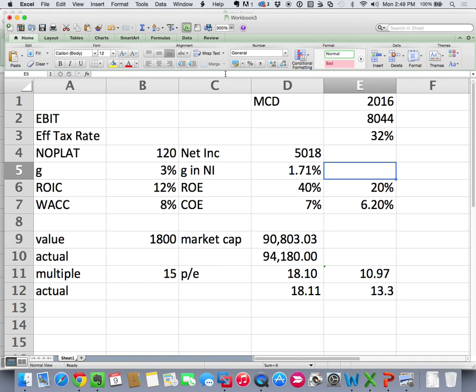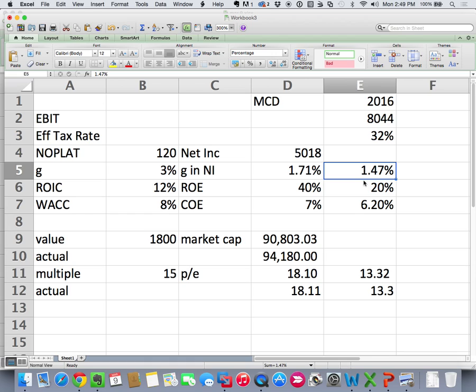So back to 1%, 2%, 1.5, 0.48, 0.47, somewhere in that range. So this is what I mean by hiding in plain sight.